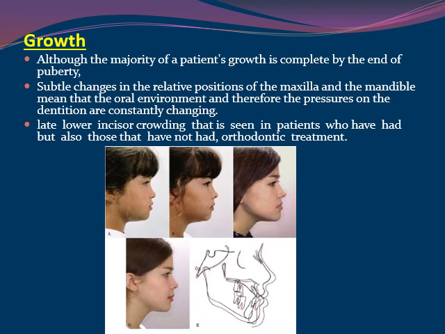Growth. As we know, the majority of the growth completes with the end of puberty, but there are minimal age changes that occur throughout life. These changes include relative changes in the position of maxilla and mandible. So there will be changes in the pressure from the soft tissues. We can conclude that if there are changes in the pressure from the soft tissues due to changes in the relative position of maxilla and mandible, there will be a chance of relapse.